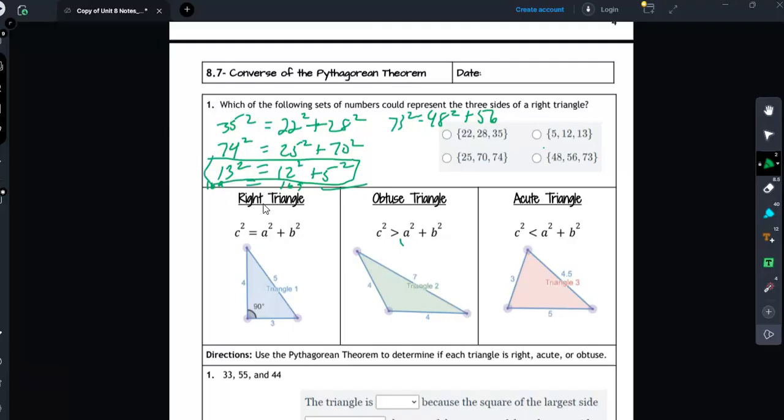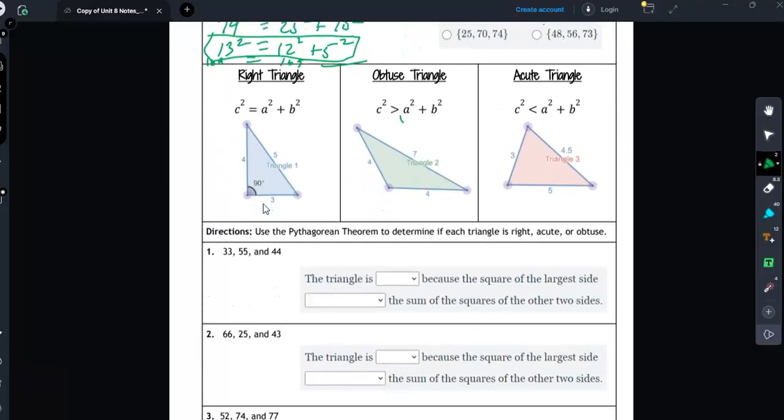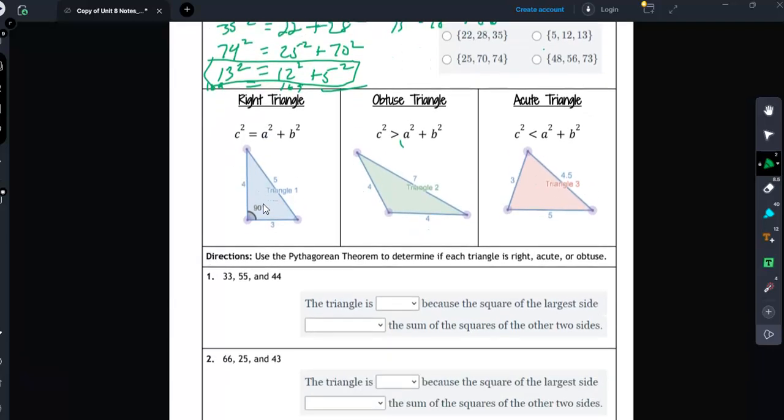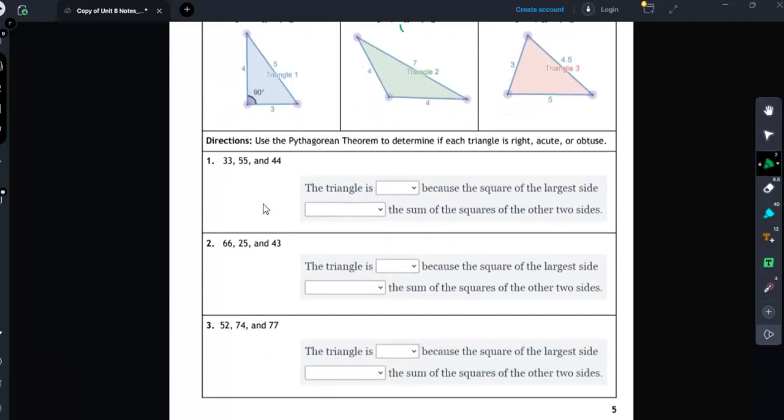Okay. Pretty easy. So it's going to extend that down here, and you're going to have to fill in the blank with either right, acute, or obtuse on Delta Math. So you have your triangle. So set up the thing. You don't know what it is. So is it equal to, is it greater than, is it less than? So 55 squared, is that equal to 33 squared plus 44 squared?